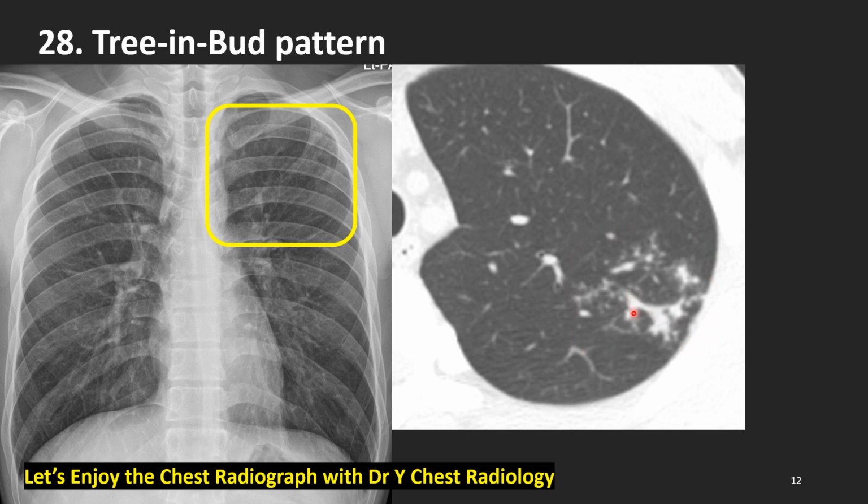This is tangential view of branching pattern in the bronchial, called tree in bud. This is normal. This is normal. Centrilobular, ill-defined nodules, tree in bud. Same findings on emphasis view or tangential view in bronchial lesion, tree in bud pattern, centrilobular nodules.